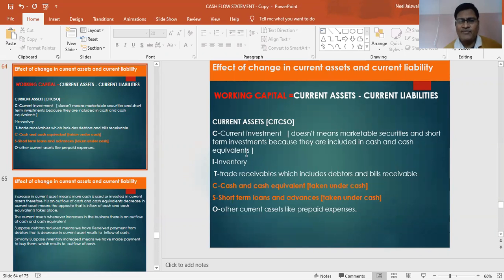So what are we left with? We are left with current investment. Now remember students, current investment doesn't mean marketable securities and short-term investment, because they are included in cash and cash equivalents. Inventory, that is closing stock, and trade receivables, which includes debtors and bills receivable, and other current assets like prepaid expenses or income receivable. These are other current assets.